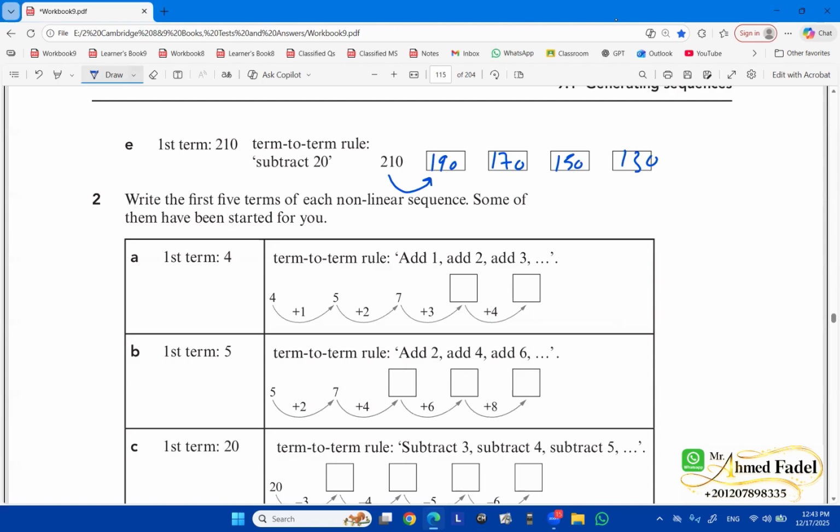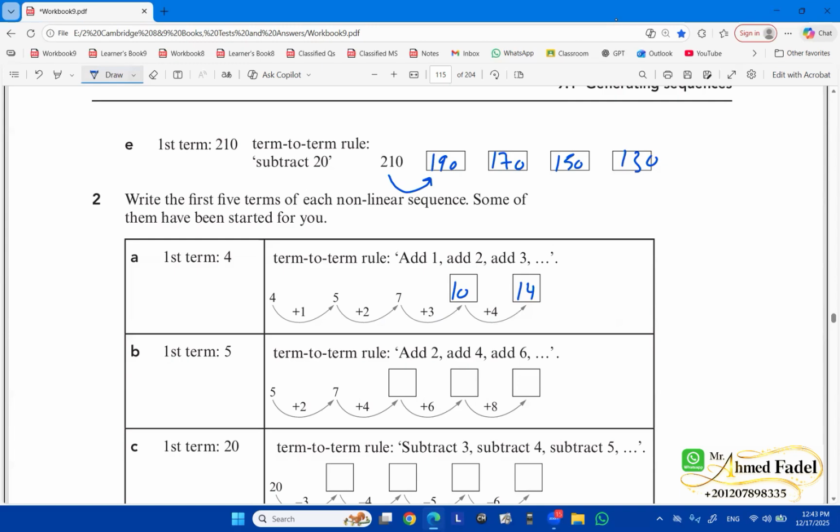After that, in question 2, they are requesting that you do exactly the same thing, knowing that the term-to-term rule is add 1, add 2, then add 3. Adding 1 becomes 5. Adding 2 becomes a 7. Adding 3 is going to become over here a 10. Then adding a 4 makes it 14.